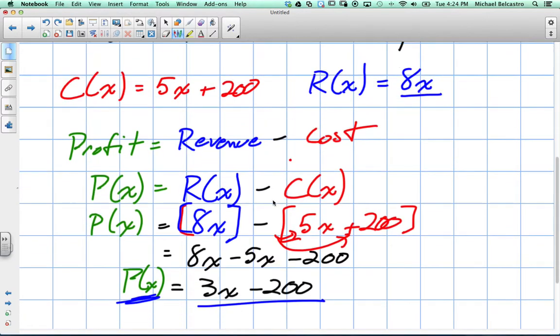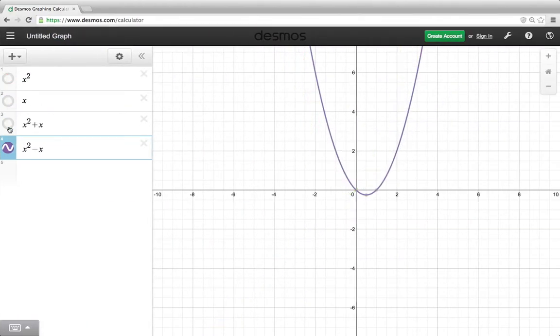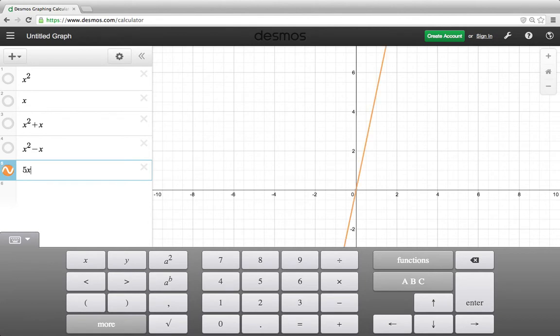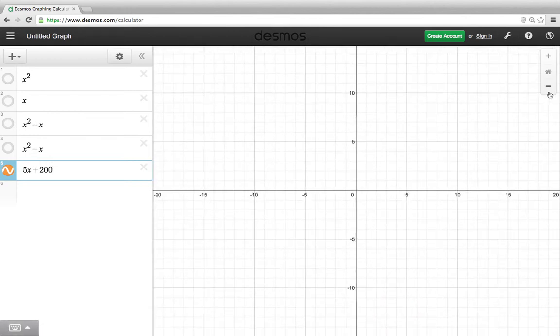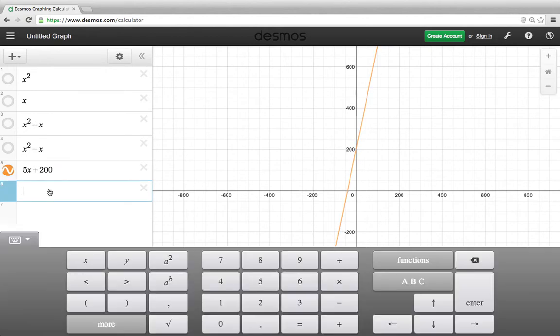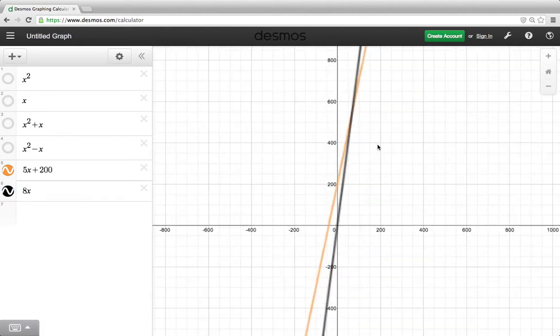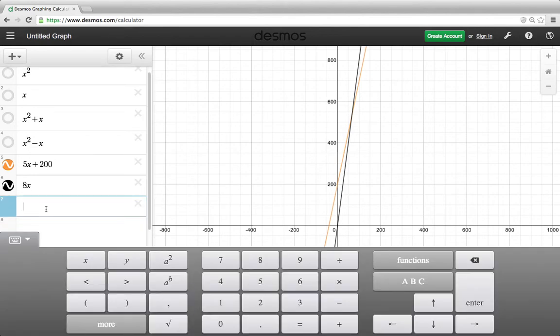The one thing I do want to show, though, is let's go over to our other page and put our functions in it. The functions we had where one of them said 5x plus 200. I guess we'll have to zoom out quite a bit for that. There we go, there's our function. And our other function was 8x, which is the one we've done in black here. Zoom out a bit. There we go. And our new function we found was 3x minus 200. So essentially we subtracted the orange from the black. We subtracted these two functions to find our new one.